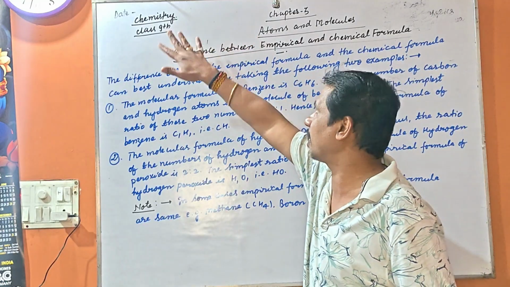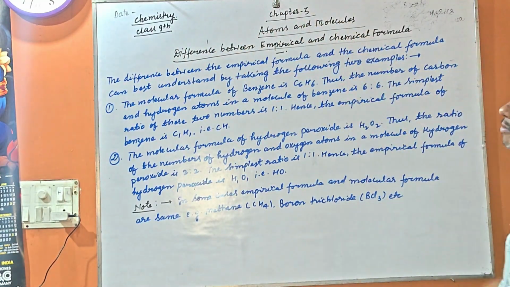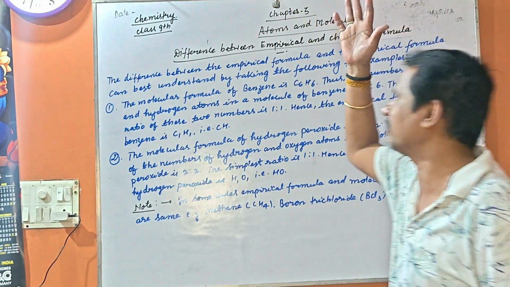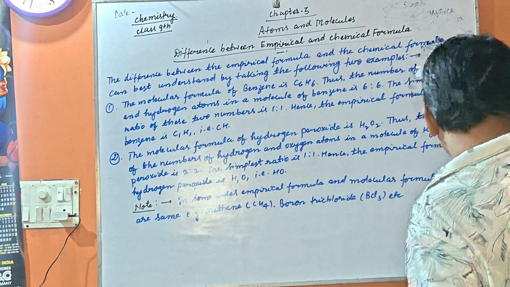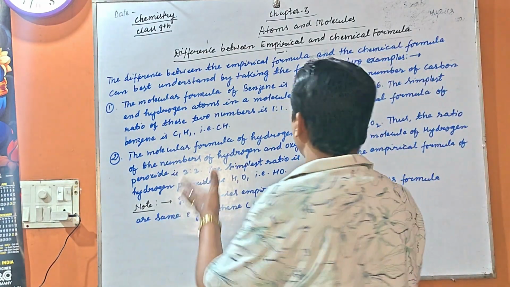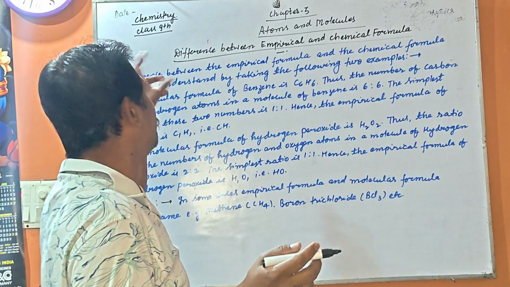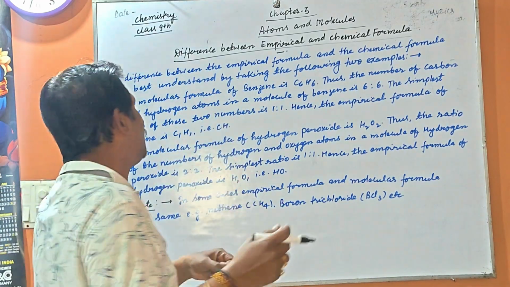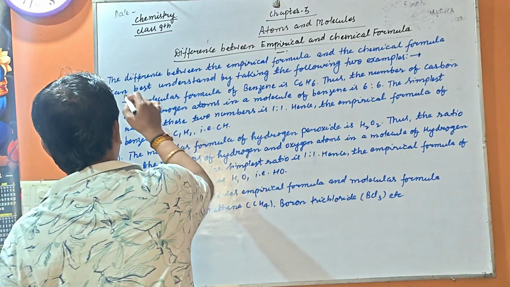This is the class of chemistry, class 9, chapter number 3, atoms and molecules. The first topic today is the difference between the empirical and chemical formula. Let us start. We already know the meaning of empirical and chemical formula, but right now we are going to discuss the difference between empirical and chemical formula.